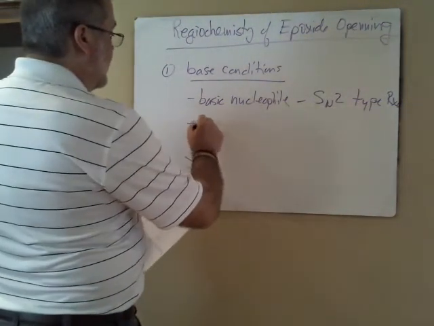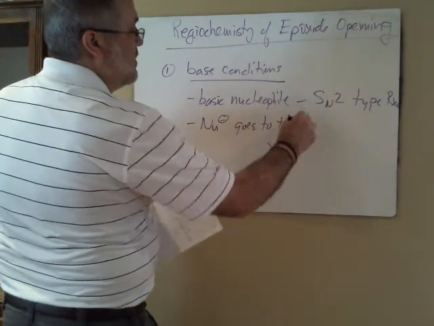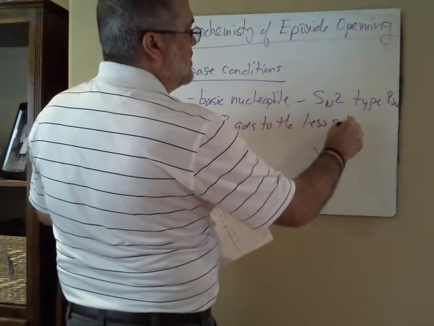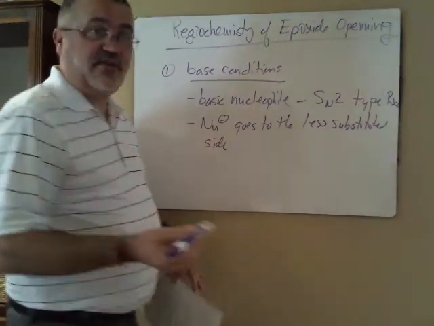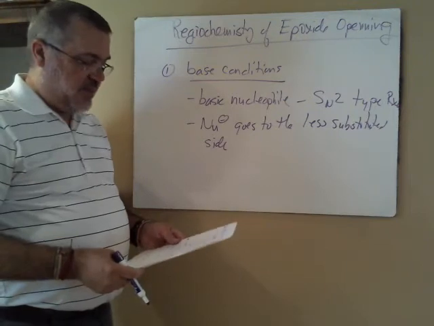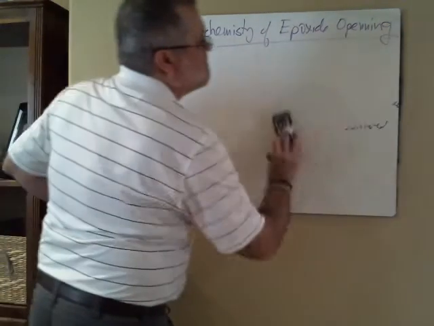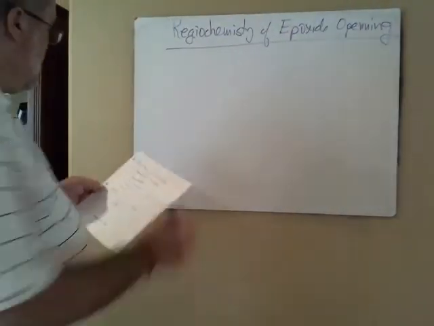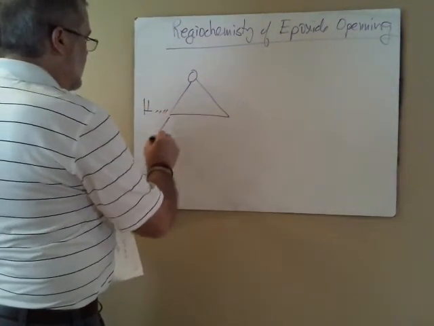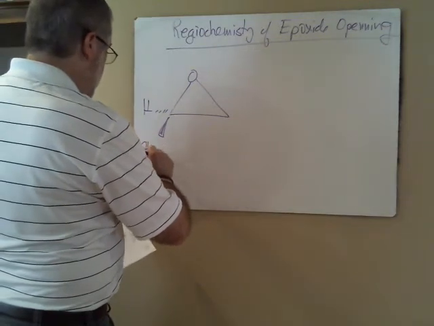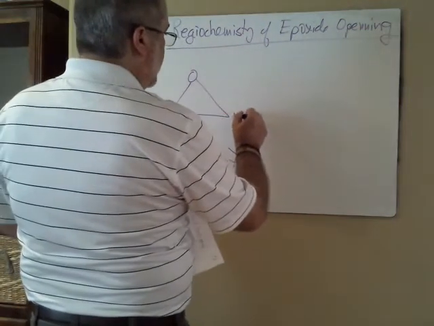Okay, and so that means that the nucleophile goes to the less substituted side, because it is less sterically hindered. Okay, and so an example to illustrate that is, here's my epoxide, and I'm going to put some substituents on it. Let's put an ethyl group there and a hydrogen. And then on this side, I'm just going to put two hydrogens.